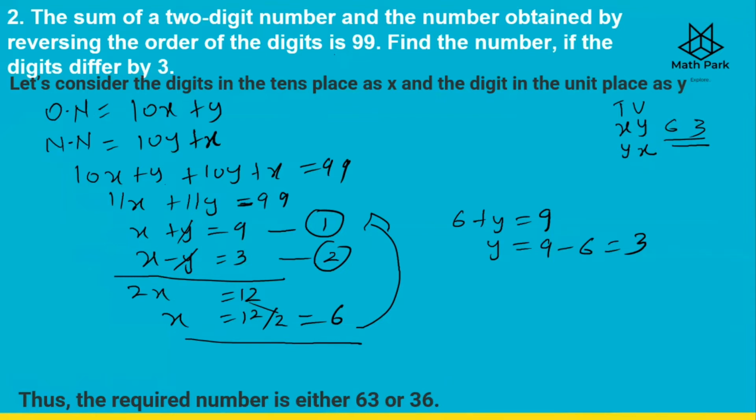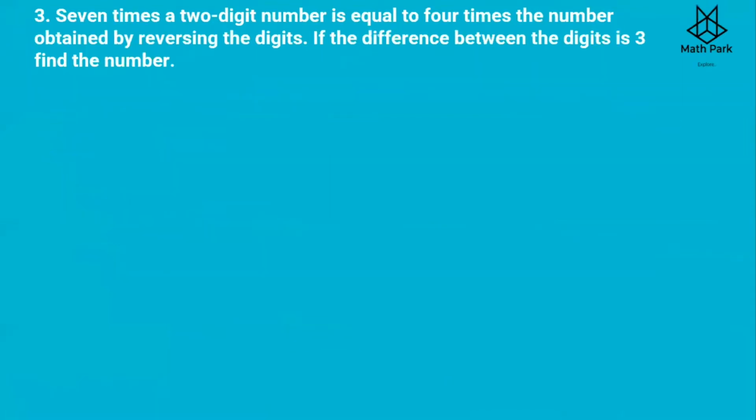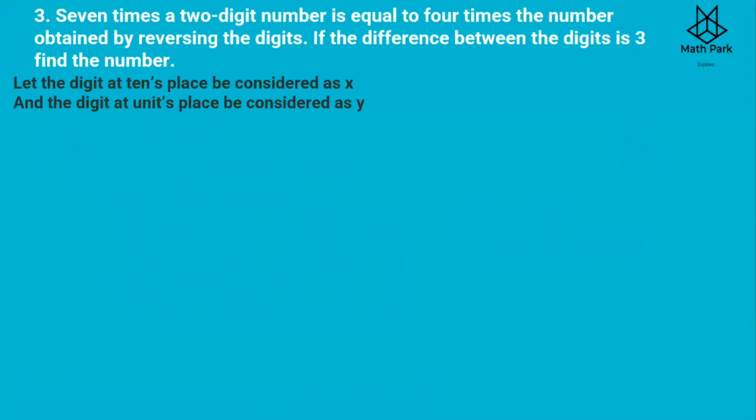Okay. Moving to question number 3. 7 times a 2-digit number is equal to 4 times the number obtained by reversing the digits. If the difference between the digits is 3, find the number. We have already solved this type of question in the previous exercise. So let the digit at the tens place be x and the units place be y. Again, if you write tens and units here, it becomes easy.